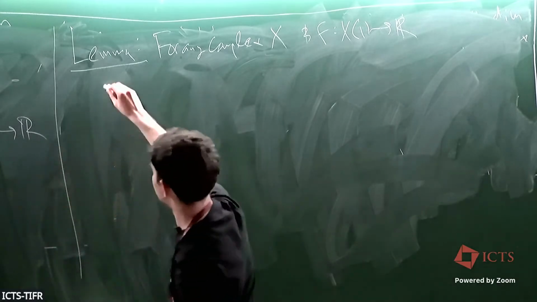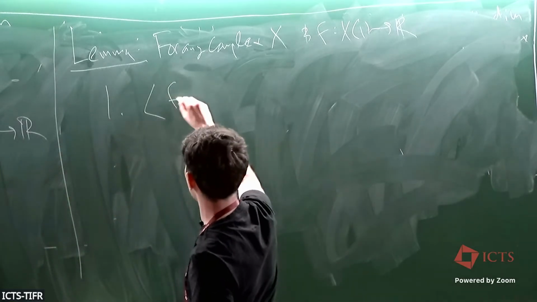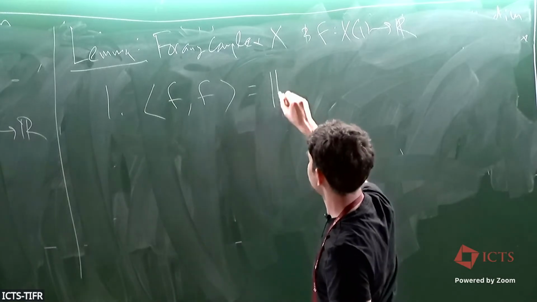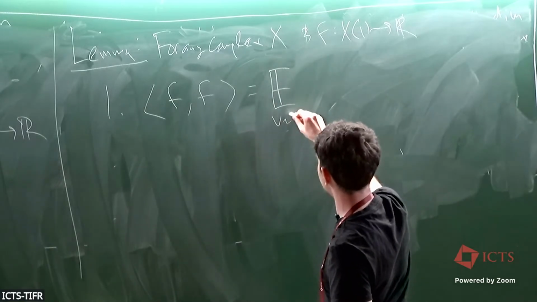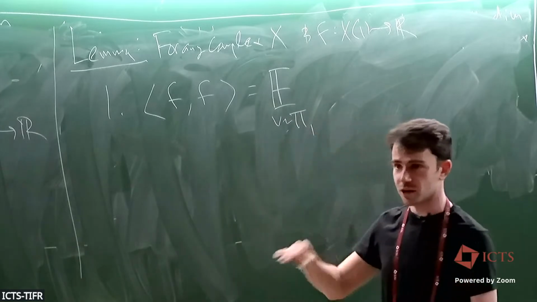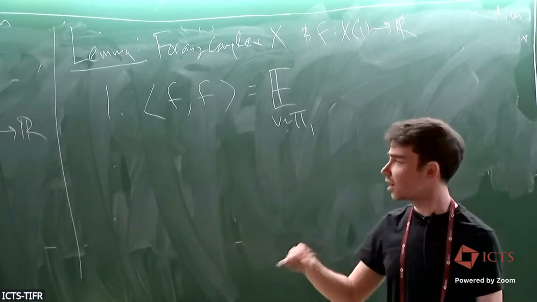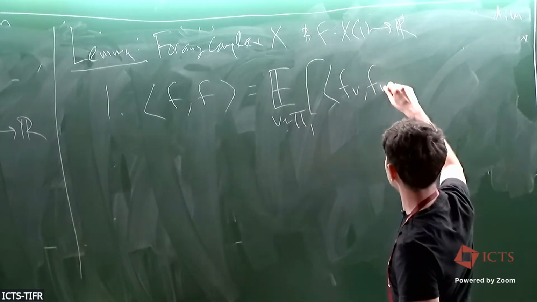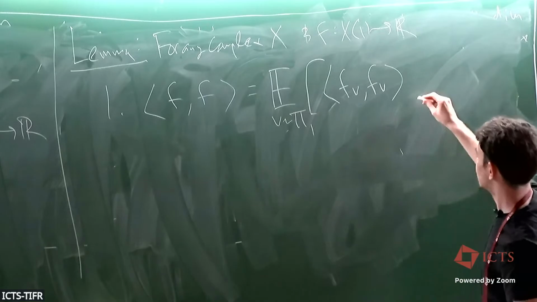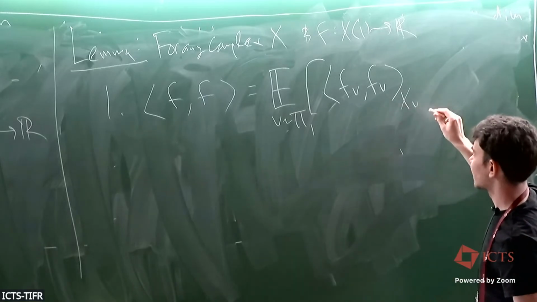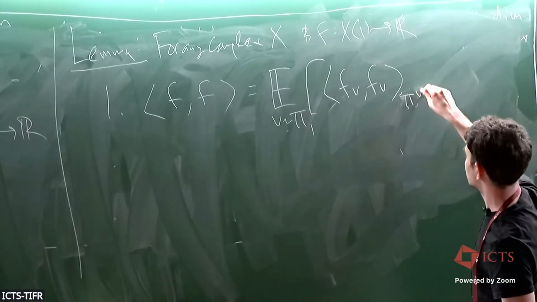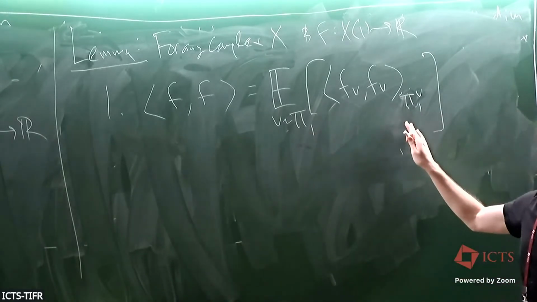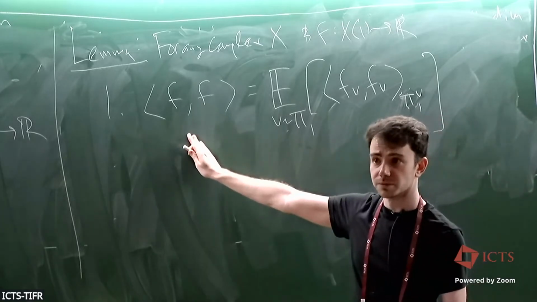So one, maybe the simplest thing, is that the inner product of f with itself is equal to the expectation over a vertex drawn from pi 1, drawn from the marginal vertex distribution on X, of the inner product of the local function with itself over the link, so this is over pi_v1. Right, so the expectation over the local inner products is equal to the global inner product.